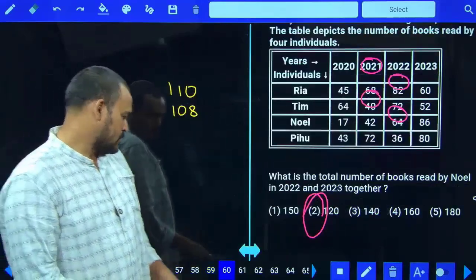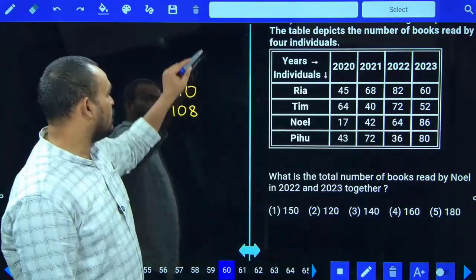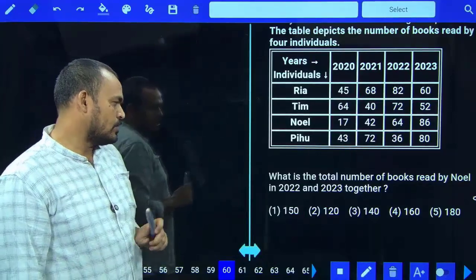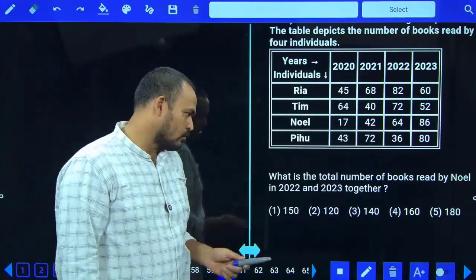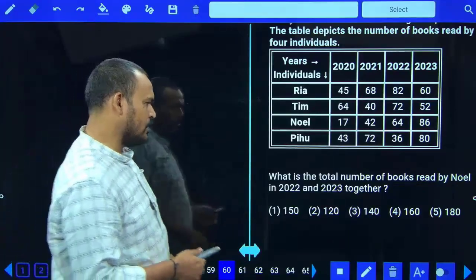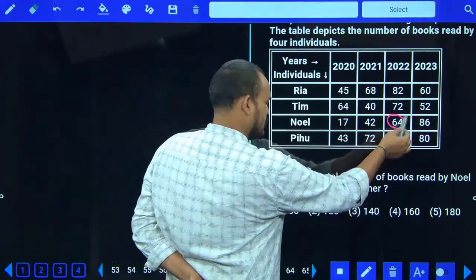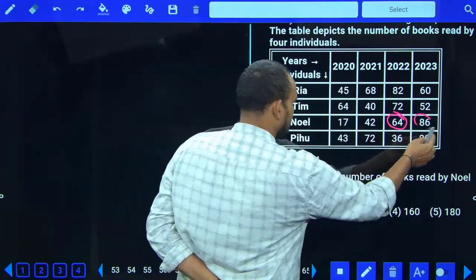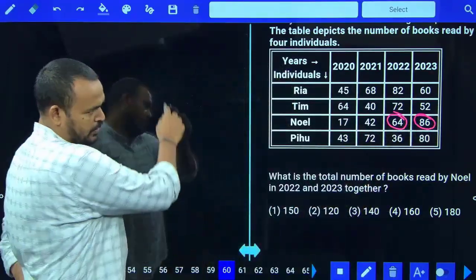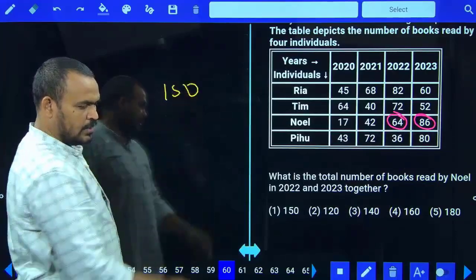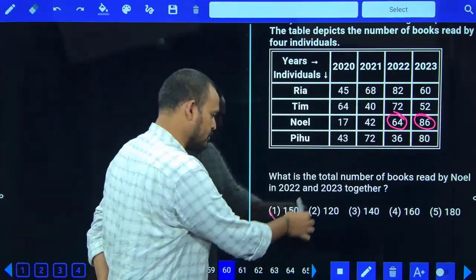Next question number 60. What is the total number of books read by Noel in 2022 and 2023 together? Noel in 2022, how much? 64. 2023, 86. What is the together value? 150. Which option? First one.